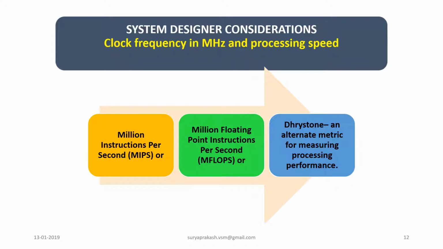We measure the performance of an embedded system through these three categories. First, million instructions per second, the capability of a processor, which we term as 1 MIPS or 2 MIPS. In a second, it is able to execute 1 million instructions per second. Also, for example, if we consider a DSP-based processor, million floating point instructions per second, that is MFLOPS. And generally Dhrystone and Whetstone are alternate metrics for measuring processor performance.